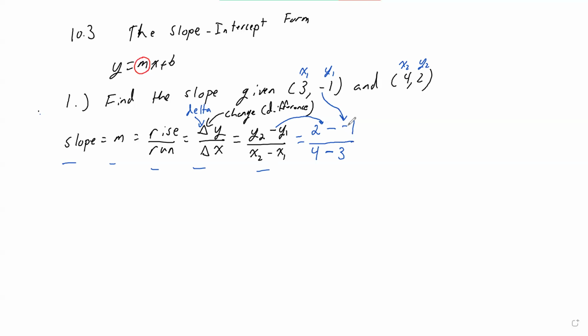After that, you just do the math. These minus a negative situation, what do two negatives make? Positive. So this is really 2 plus 1. So what do we get? 3. And then on the bottom, it's 4 minus 3. So it'll be 1. And 3 divided by 1 simplifies down to 3. And that's your final answer there.